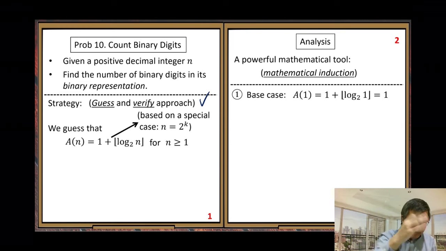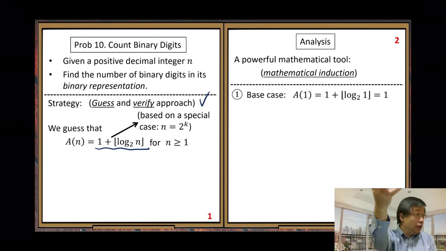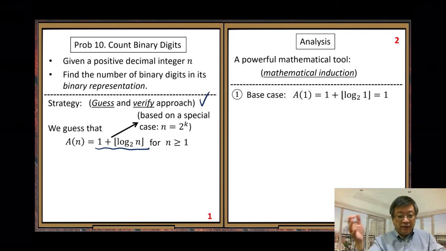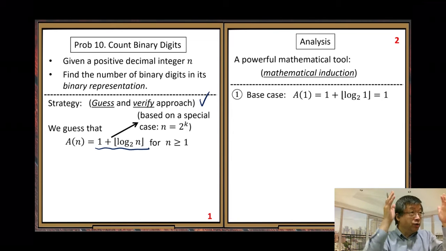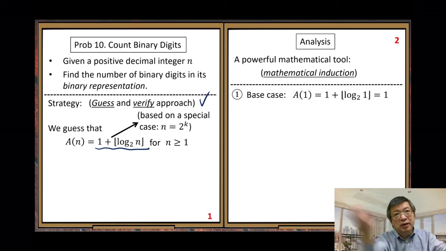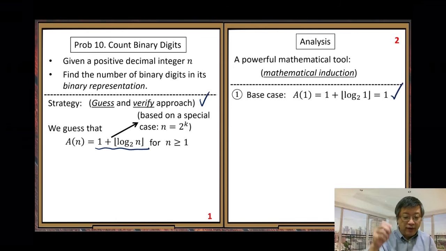Then we verify this formula, plugging 1 into the right-hand side: 1 plus floor of log base 2 of 1. Log base 2 of 1 equals 0, and the floor function also gives 0. 1 plus 0 equals 1, so both sides equal 1. Correct. So step 1, we verified.